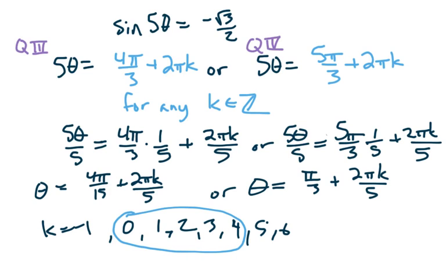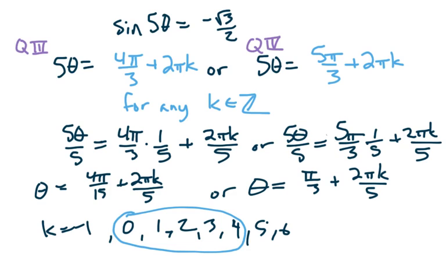These ones should have worked. If you tried -1, you should have seen that it was less than 0. If you tried 5 or 6, you should have seen that they were bigger than 2 pi, and none of those would have worked. But all of the stuff in here would have worked. How many solutions is that then? Well, 5 k values for this expression and 5 k values for this expression means 10 solutions altogether.